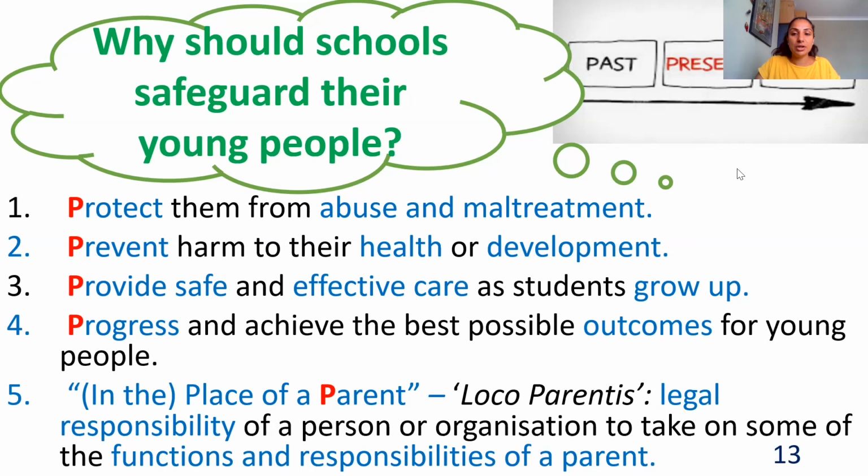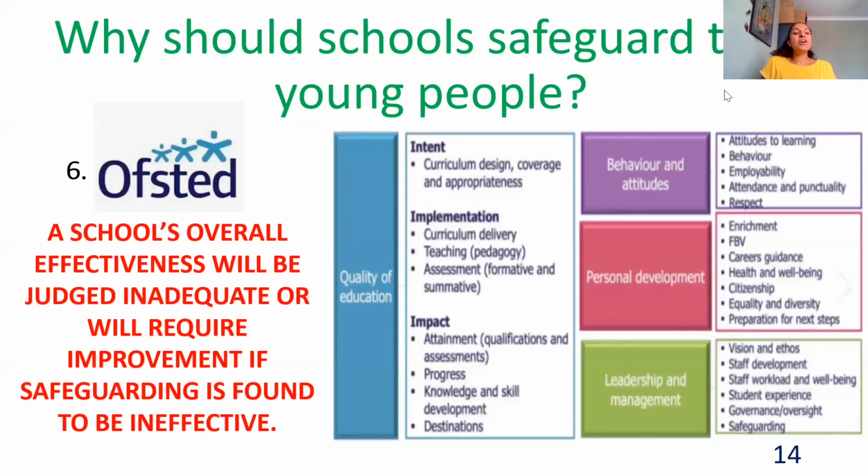And finally, while students are at school, we are given a sort of parental responsibility during that time in school. And for many young people, school is a safe space for them. And it's where they spend most of their day. And especially if the abuse is taking place at home, school is that safe haven. So as a school, we must take on some of the functions and responsibilities of a parent. And our final reason why schools should safeguard their young people is the big O word, Ofsted, of course.